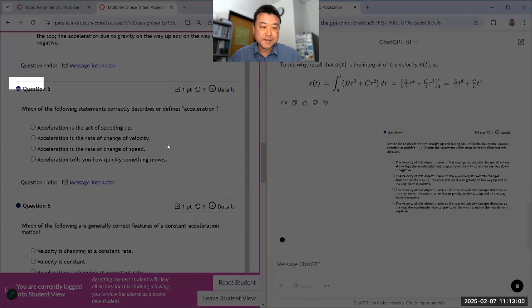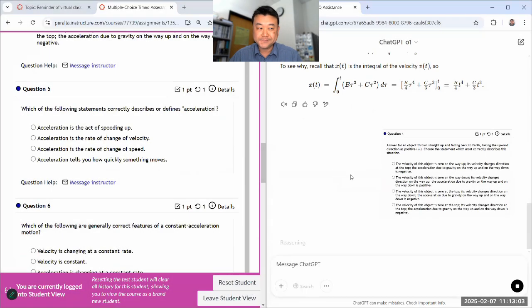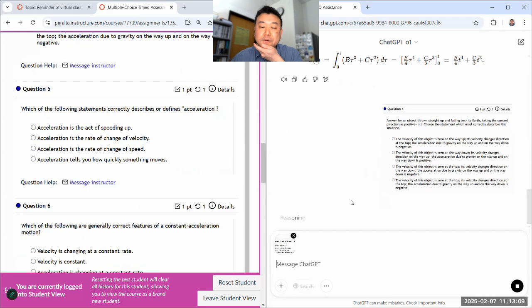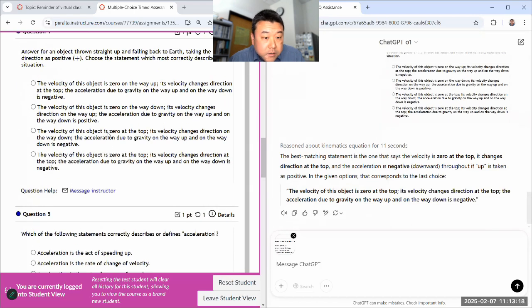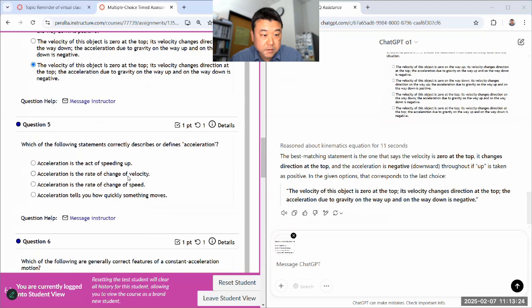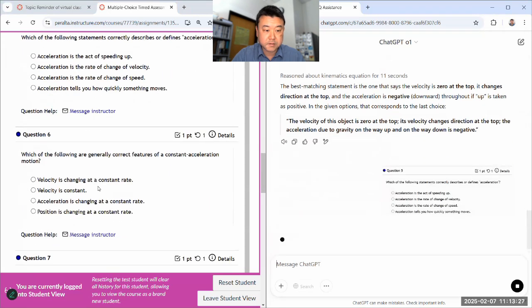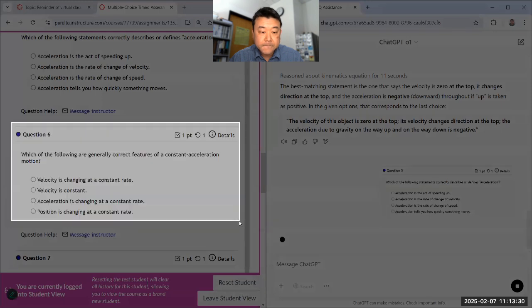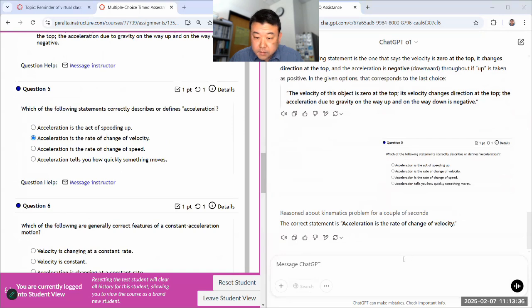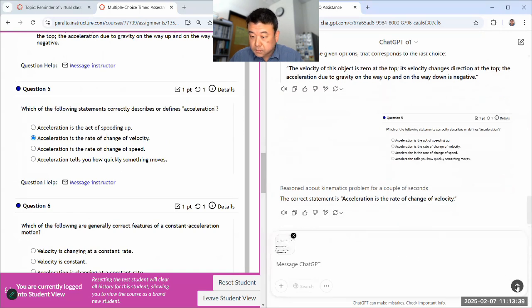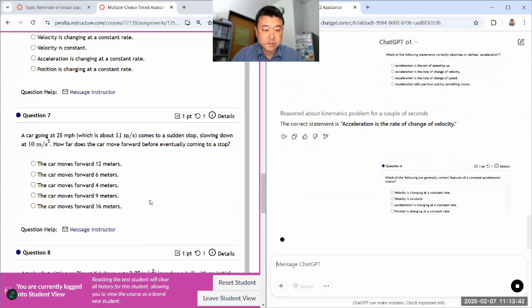Question 5. You can see that I've done this many times. I'm very practiced. Oh, maybe I can beat my previous record with ChatGPT. Maybe finish this in less than 4 minutes. I don't think I've ever done that with ChatGPT. Just because zero at the top. Oh, zero at the top changes direction at the top. I think that's the last choice, right? Right, so I already pasted this in, and I need question 6. Rate of change of velocity. Question 7.